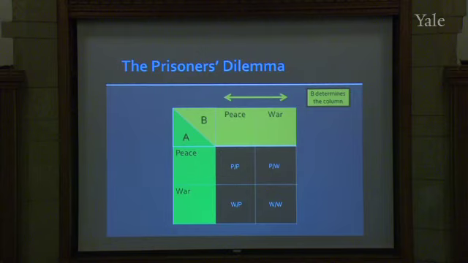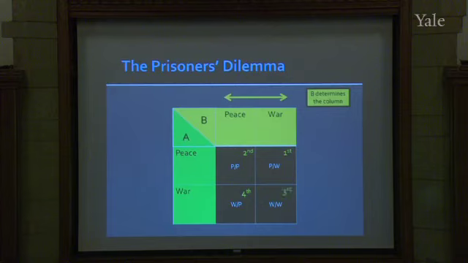The situation for B is, of course, exactly symmetric. B gets to choose the column. So B's first choice would be that A is peaceful while B is warlike. B's fourth choice is that A is warlike while he's peace-like. B's second choice is peace, peace. And B's third choice is war, war.